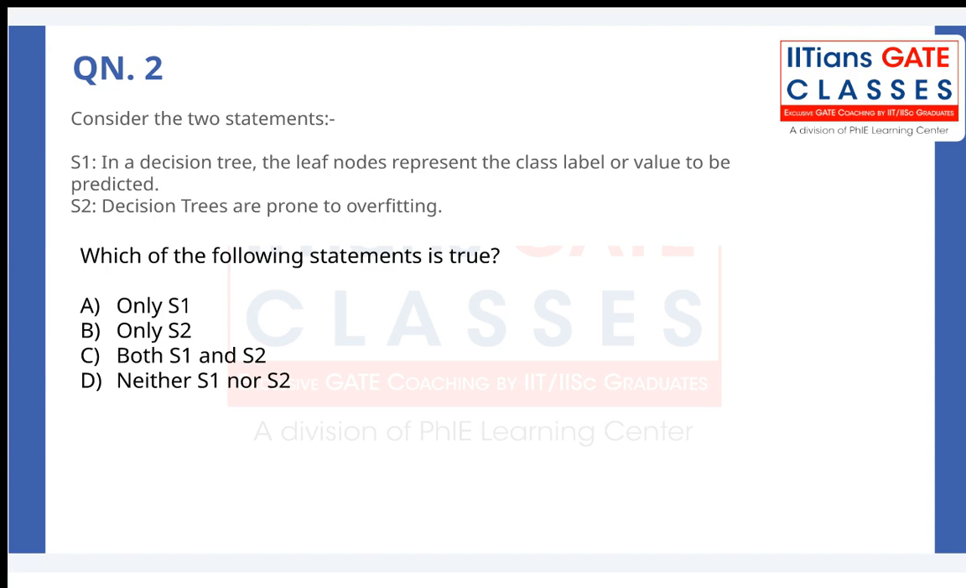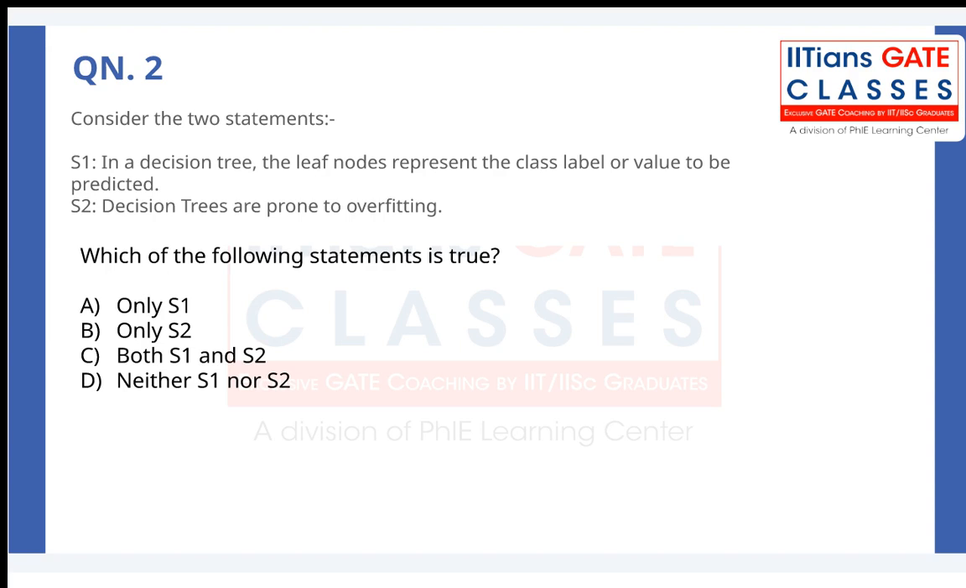Consider the two statements. Statement 1 says, in a decision tree, the leaf nodes represent the class label or the value to be predicted, and Statement 2 says decision trees are prone to overfitting. Which of the following statements is true? Only S1, only S2, both S1 and S2, neither S1 nor S2.